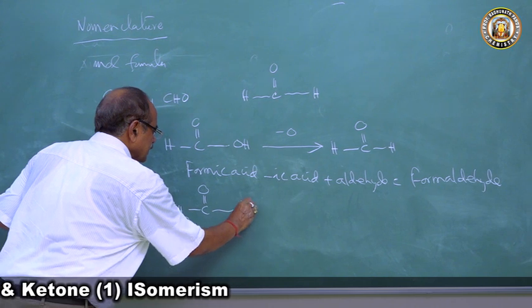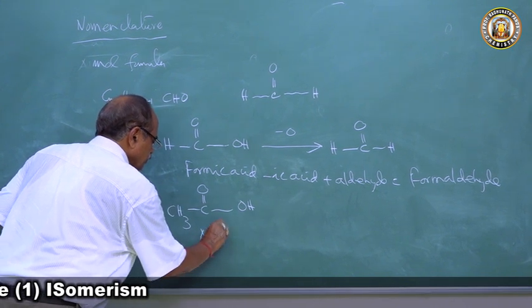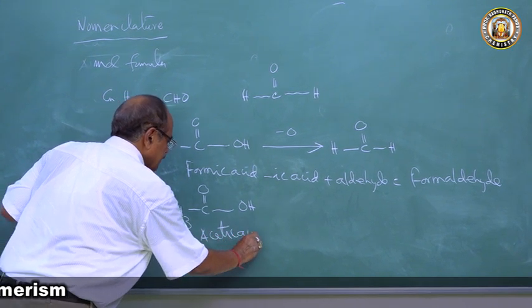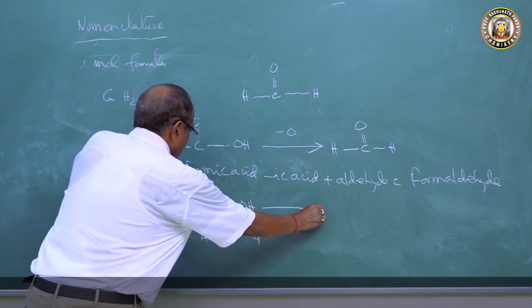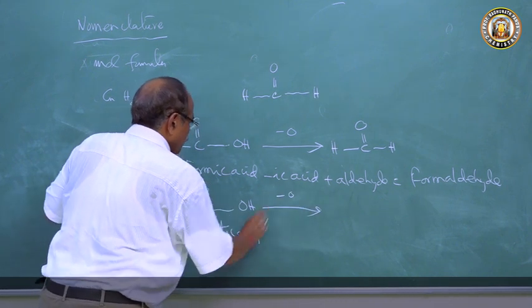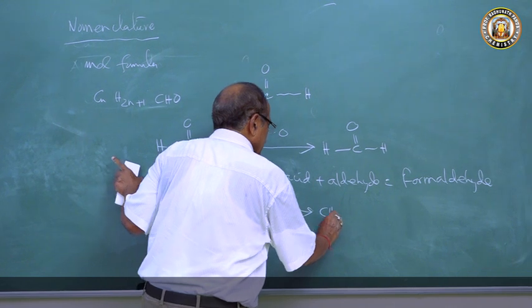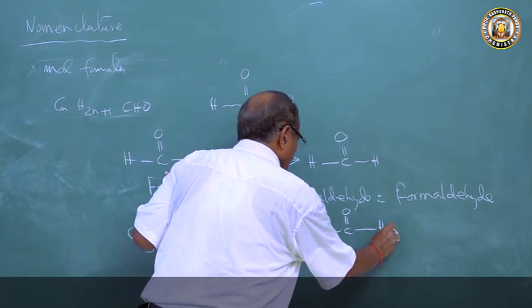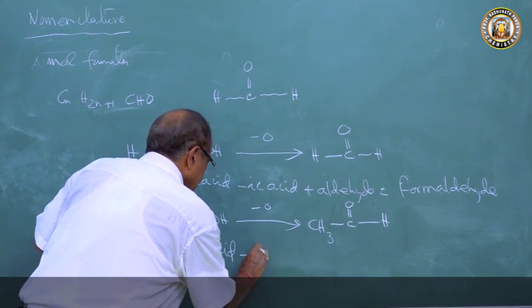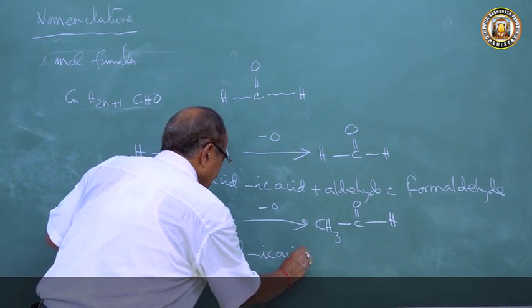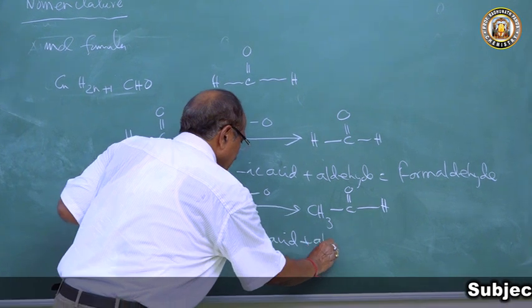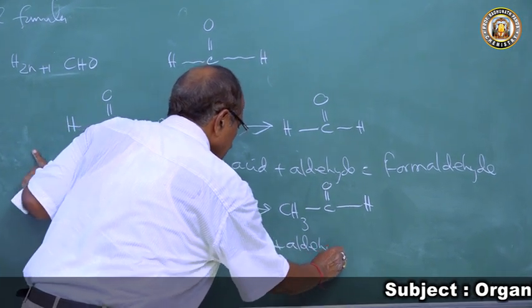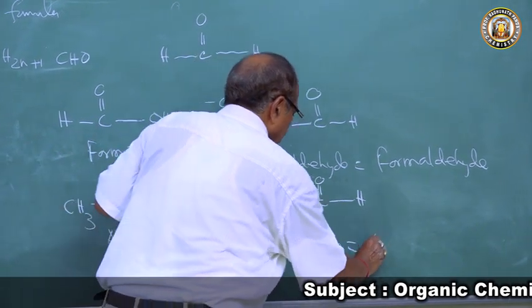Similarly, when you come to CH3COOH, this is acetic acid. From acetic acid we remove O, and we get CH3CHO. So minus IC acid plus aldehyde is called acetaldehyde.